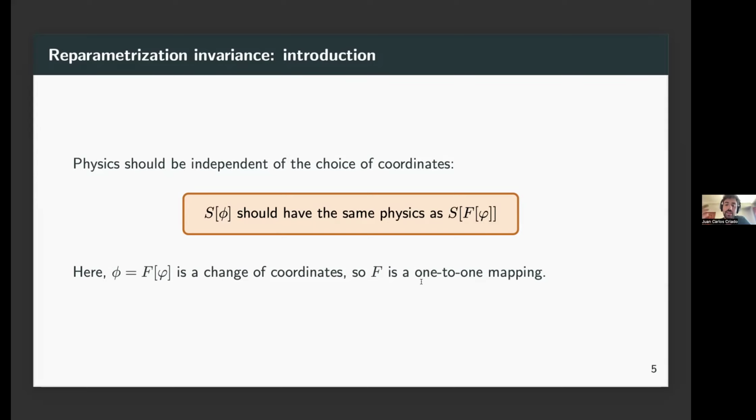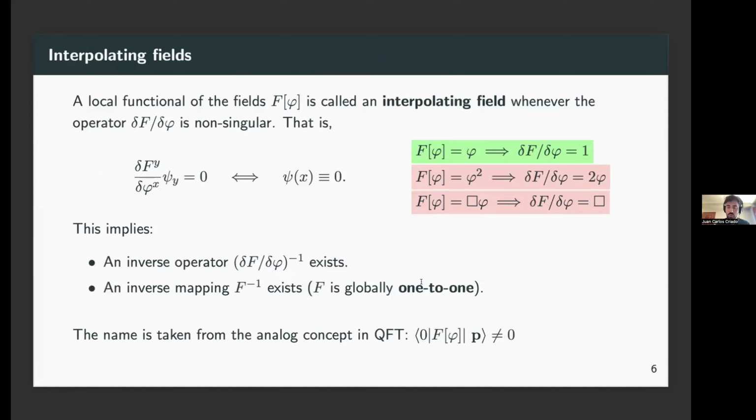If we're thinking that F is a change of coordinates, then it must be a one-to-one mapping. Otherwise, you lose parts of field space or you duplicate them. So we came up with this maybe more precise definition of what's a valid field definition F. We call it an interpolating field. And we say that F is an interpolating field whenever its functional derivative is non-singular.